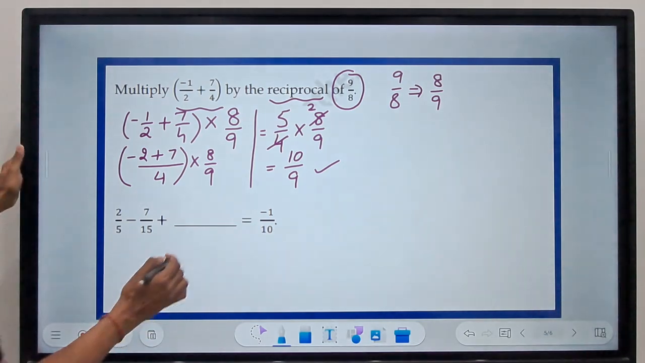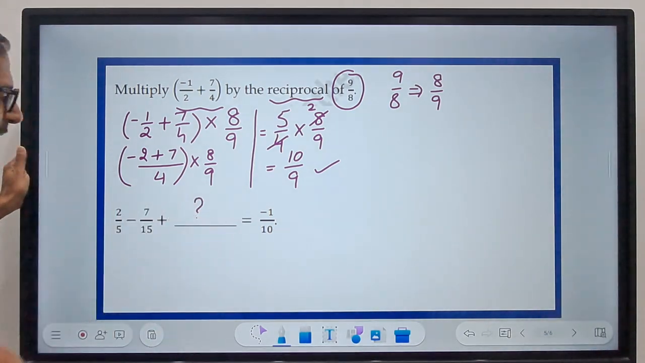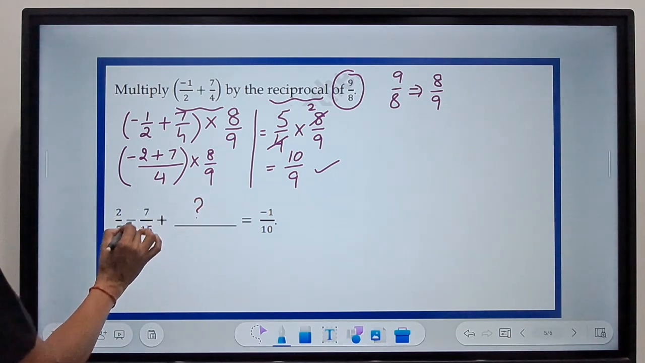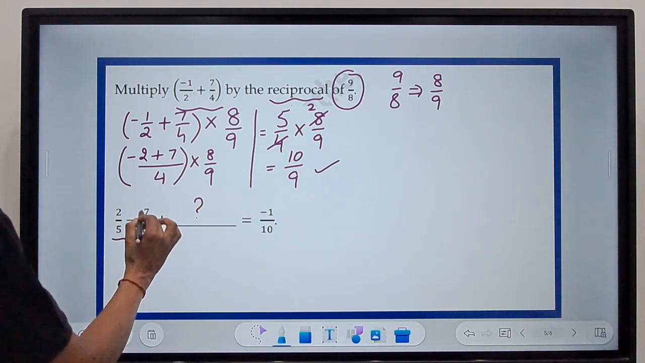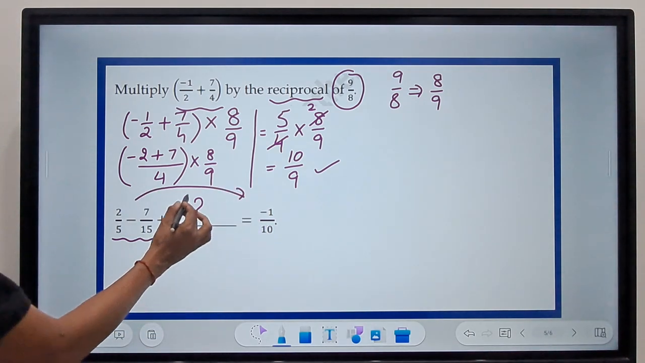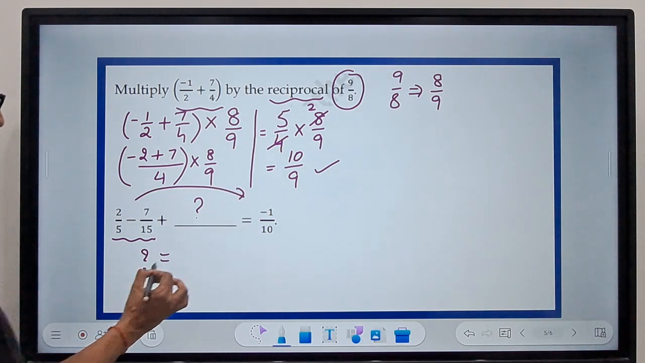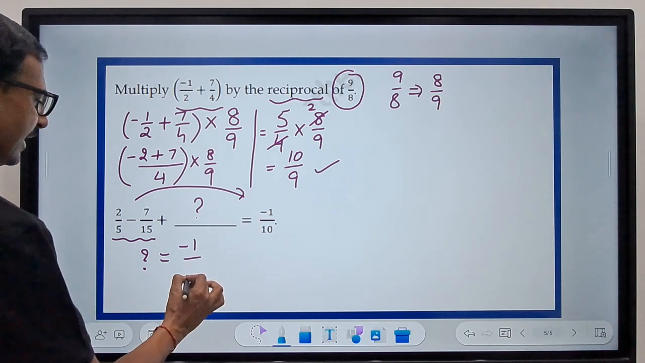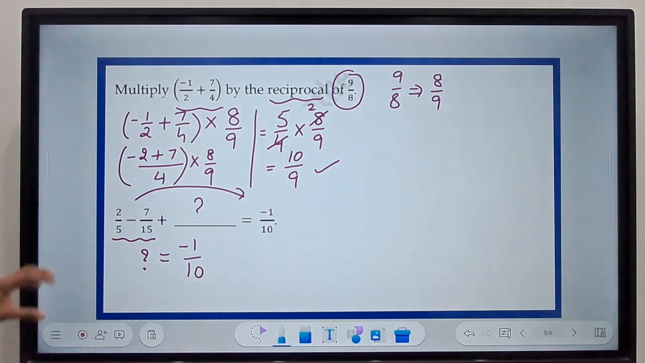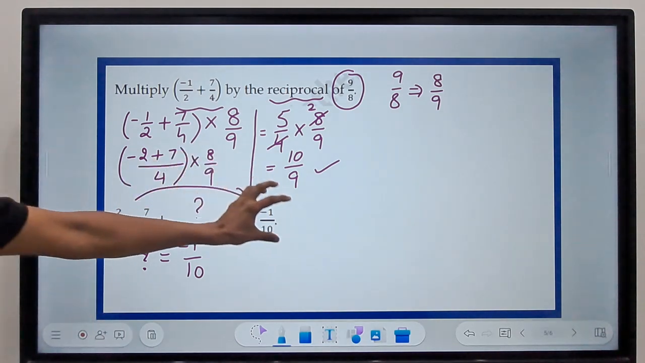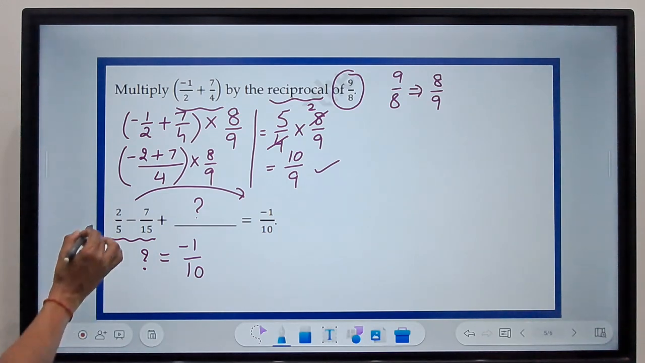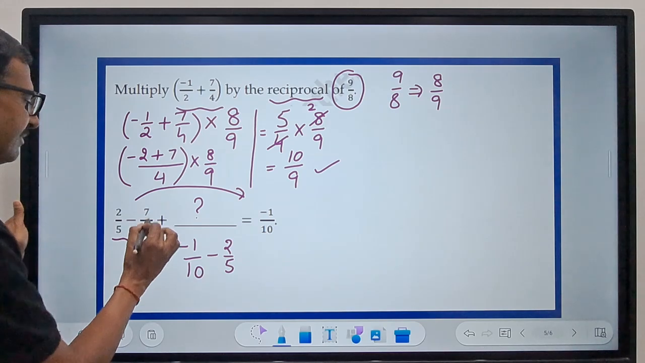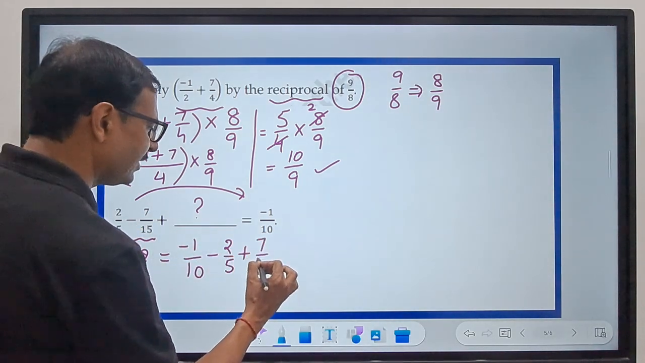Let's see one more. Here we have to find what comes in this blank. So for finding this blank, what we have to do is transfer these terms to the other side so that we only have this question mark on the left hand side. So on the right hand side we already have minus 1 by 10, which I can write directly as it is, and when some of the terms are transported from left to right, they change sign. So 2 by 5 becomes minus 2 by 5 and minus 7 by 15 becomes plus 7 by 15.